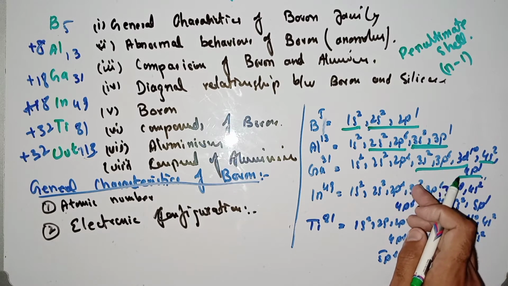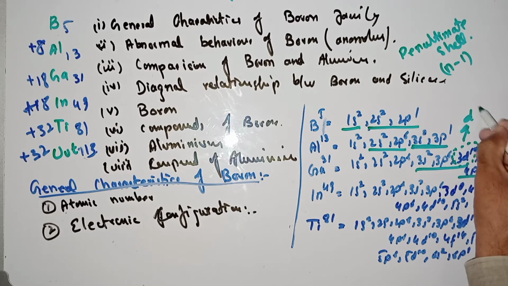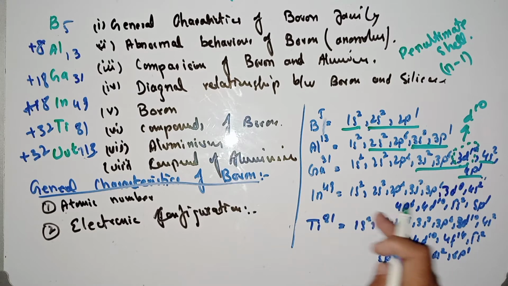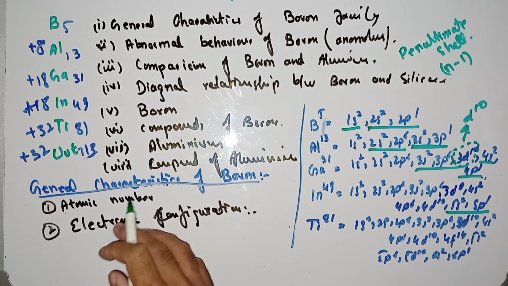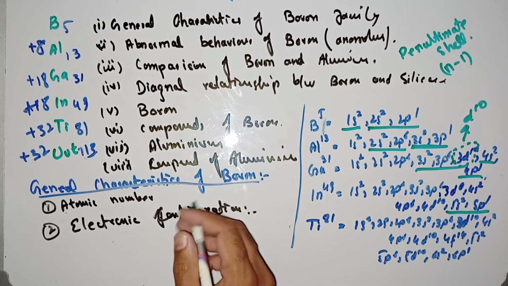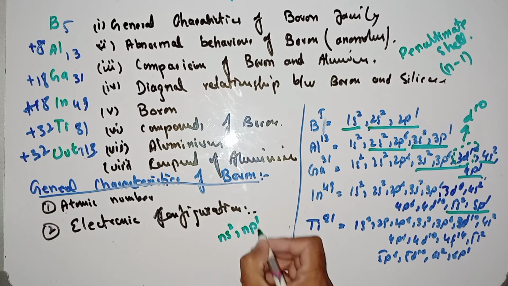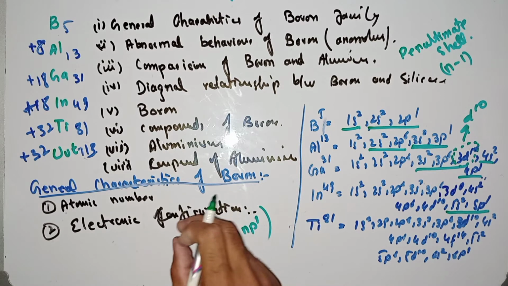So in gallium, the 3d orbital is entered by d10 electrons, which are in the penultimate shell. But in indium the valence shell is 5, 5s2 5p1. In general, the electronic configuration of the boron family will become ns2 np1. This is the general electronic configuration of the boron family.